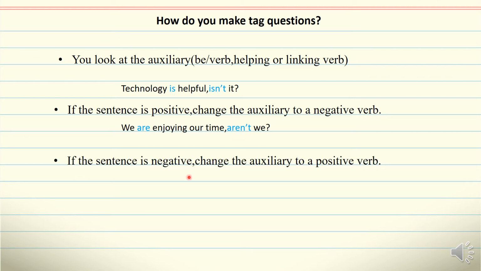So if the sentence is negative, of course, change the auxiliary to a positive verb. We shouldn't be late. Okay, should we? Here should is a modal verb like must, will, can. We shouldn't be late. Should we? We can't be late, can we?